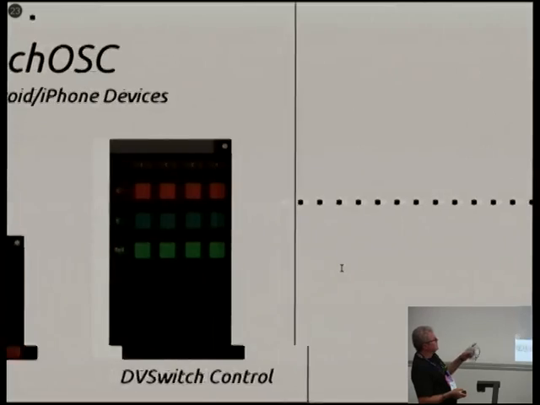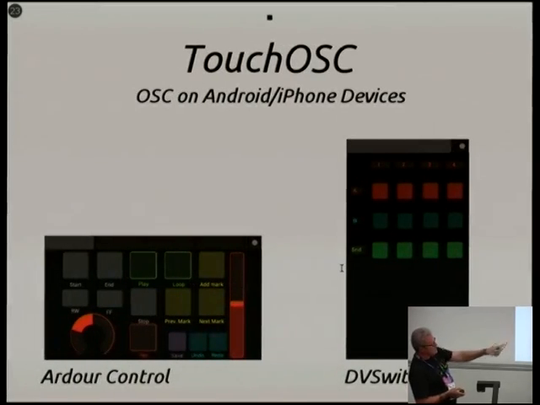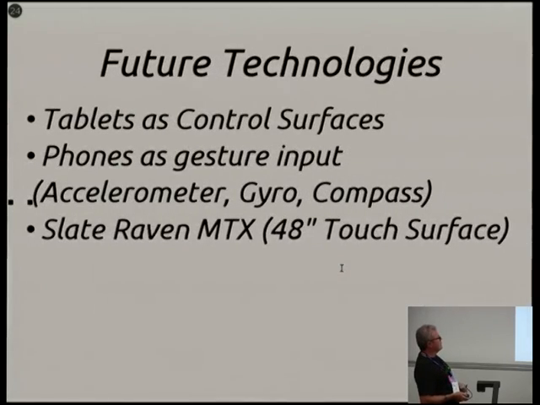This Touch OSC application actually allows you to assign some of the accelerometer commands to it. So you can use your X acceleration to control things, and you can get pretty flexible with that. The Slate Raven MTX is a relatively new mixing board. It's a big 48-inch screen which is completely touch sensitive, and they've moved all the controls onto that. It seems to be getting pretty good reviews, and it's another example.